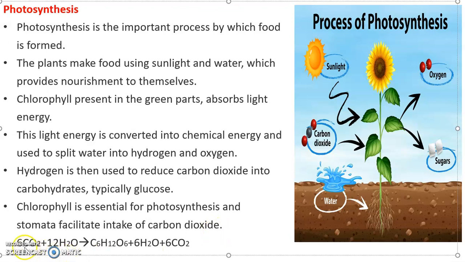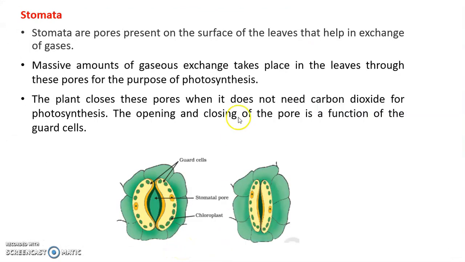So this equation represents the formation of glucose with the help of carbon dioxide and water. 6CO2 plus 12H2O gives you C6H12O6, this is the glucose, plus 6H2O plus 6O2.